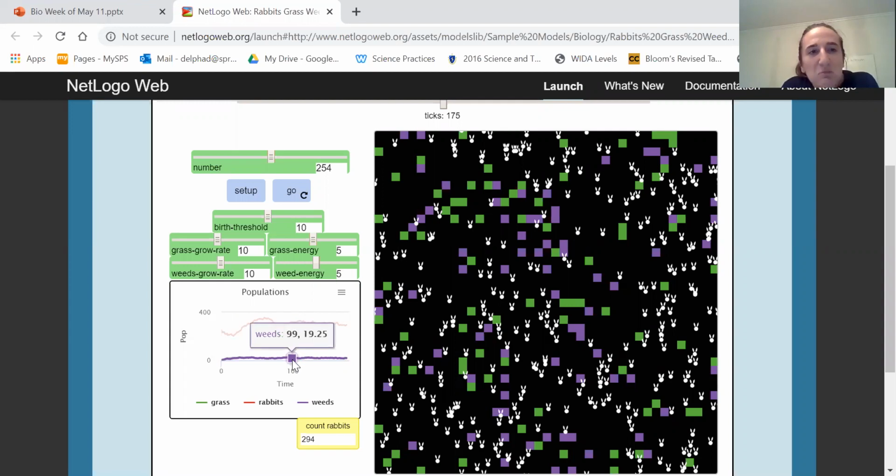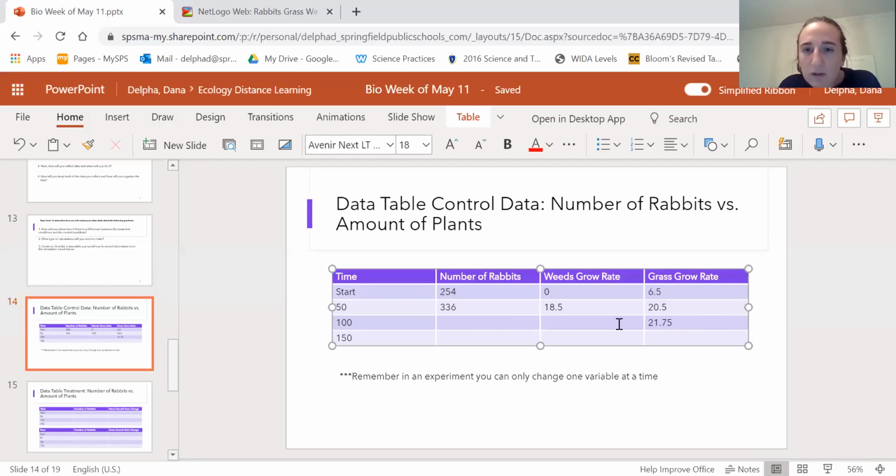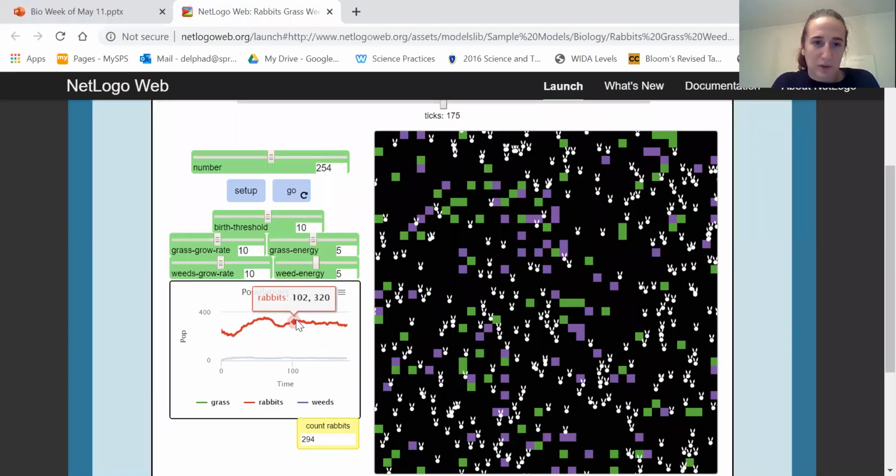We'll put it at about 20 because it's right in the middle. And the rabbits, I think you guys are getting the picture. The rabbits at 100. This is frustrating. It's about 320.